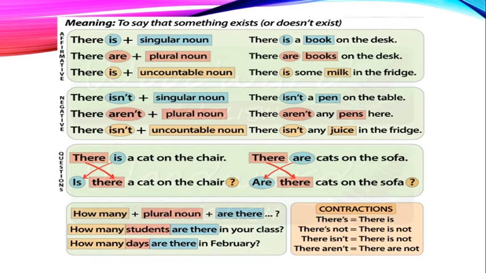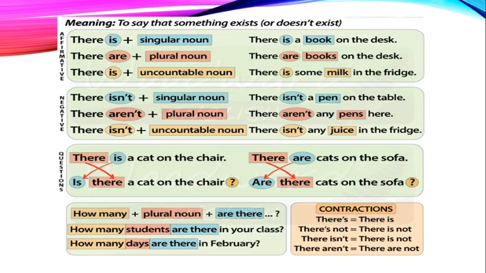The meaning is to say that something exists or doesn't exist. So, for the affirmative way, we say there is with just one thing, just one person or one animal. So it's singular, a singular noun. For example, there is a book on the desk.